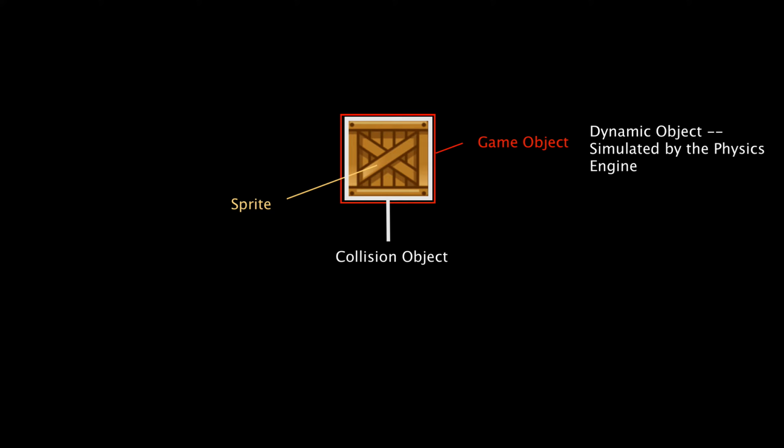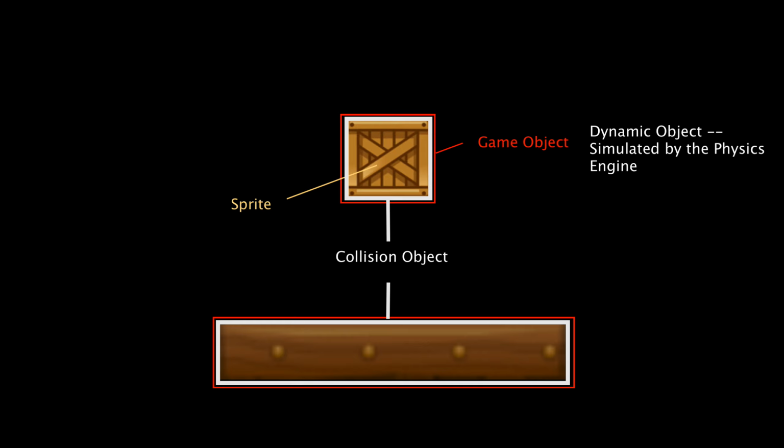To illustrate the role collision objects play, let's add another game object to the example. Now here's a game object that will represent a platform with a sprite image. This second game object will also have a collision object as a component. And the collision object enables us to determine if any other game object has collided with it. Let's go ahead and start this.